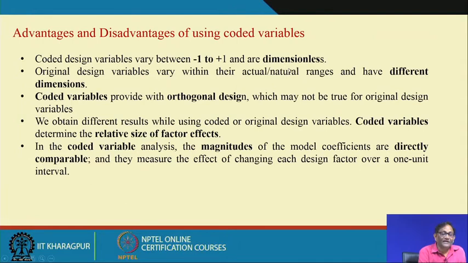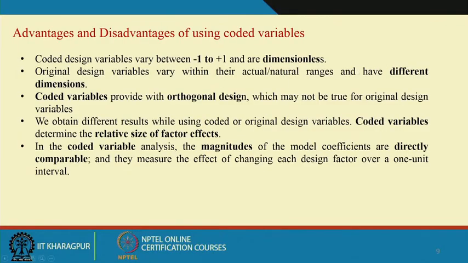Second, as they are dimensionless, comparison is easy. The original variables have different dimensions. I want to compare a 1 unit change in reactant concentration with a 1 unit change in the other one, the amount of catalyst. As the units are different, the meaning is different.